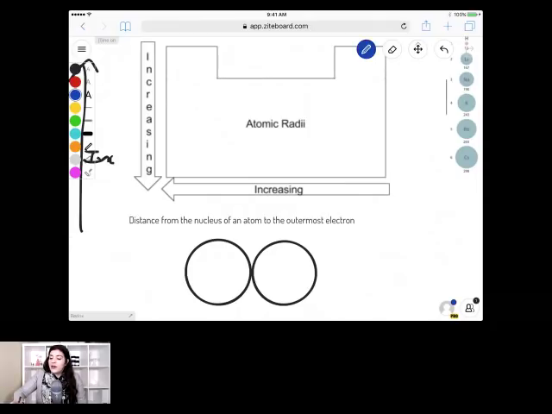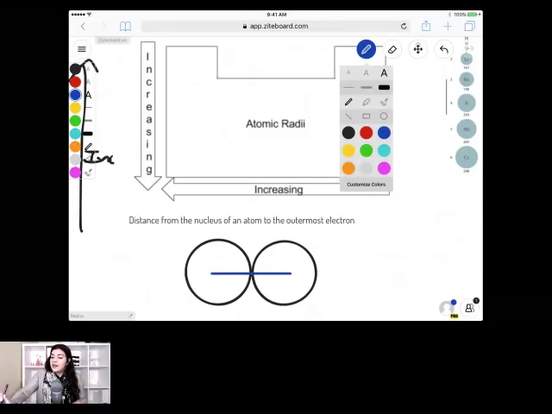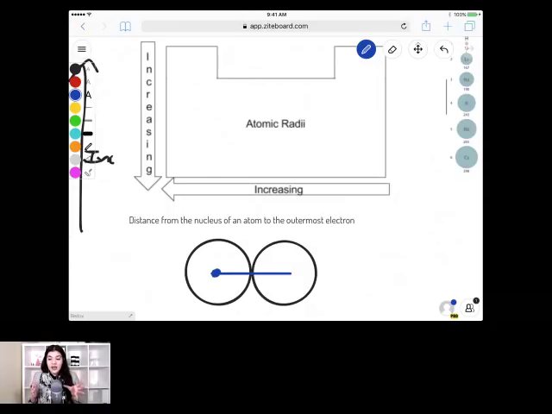There's another little concept here: atomic radii is the distance from the nucleus of an atom to the outermost electron. I'm going to say that again. If your nucleus is right here, let's just say that's our nucleus, and then we go to the outermost electron, then this is pretty much the radius that we're looking at right here. And that's typically what they look at.